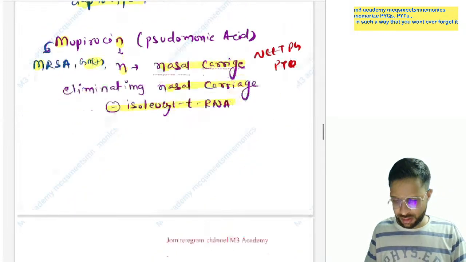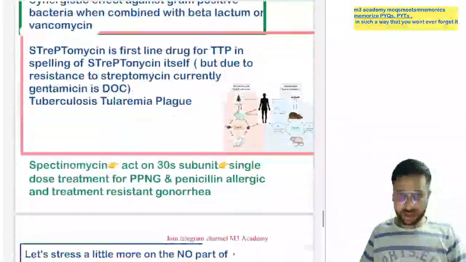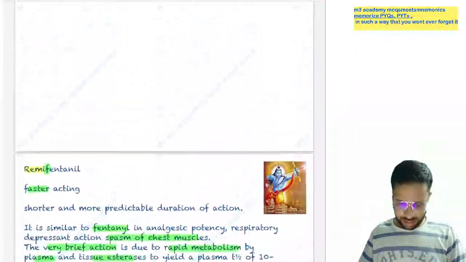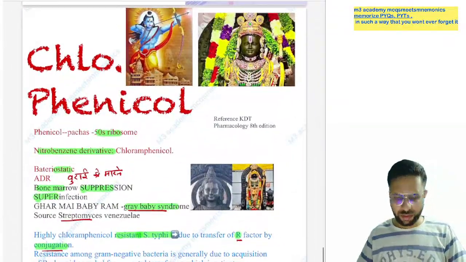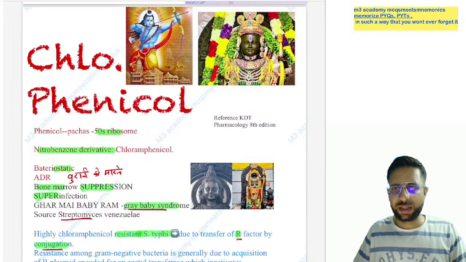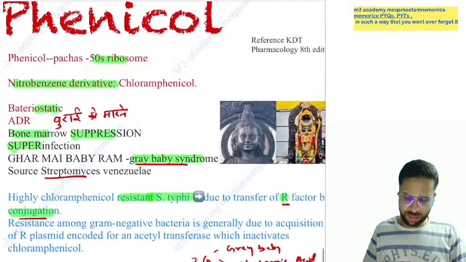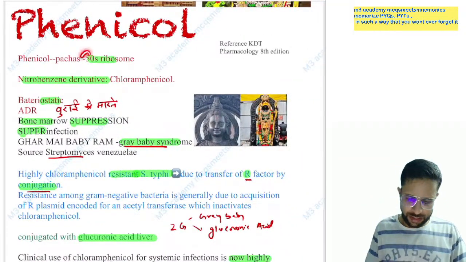So in this way we covered a few antibiotics, and chloramphenicol we already covered in the session of the Ram Nam drug. You can revise that session also. Chloramphenicol works on the 50S subunit. This material is taken from KDT. Chloramphenicol is associated with the feature of Lord Ram, so it works on the 50S ribosome, the bigger subunit.